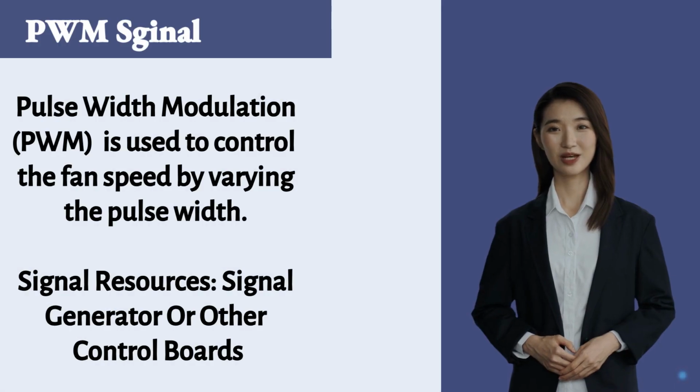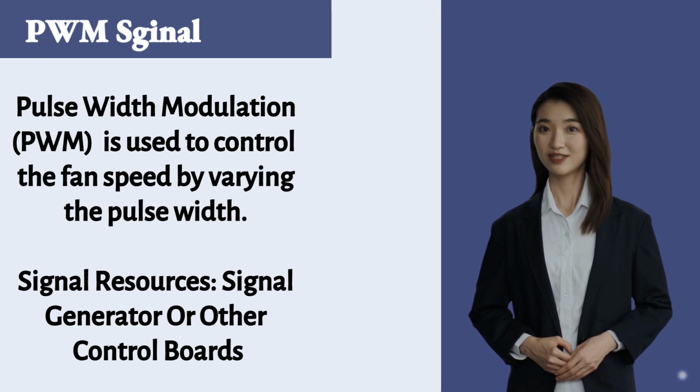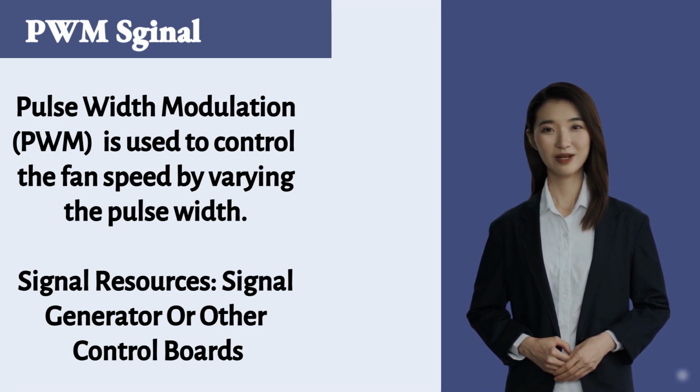Now, let's come to PWM signal first. Pulse width modulation, PWM, is a technique used to control the fan speed by varying the pulse width. It is a single input from our control board to control fan speed.